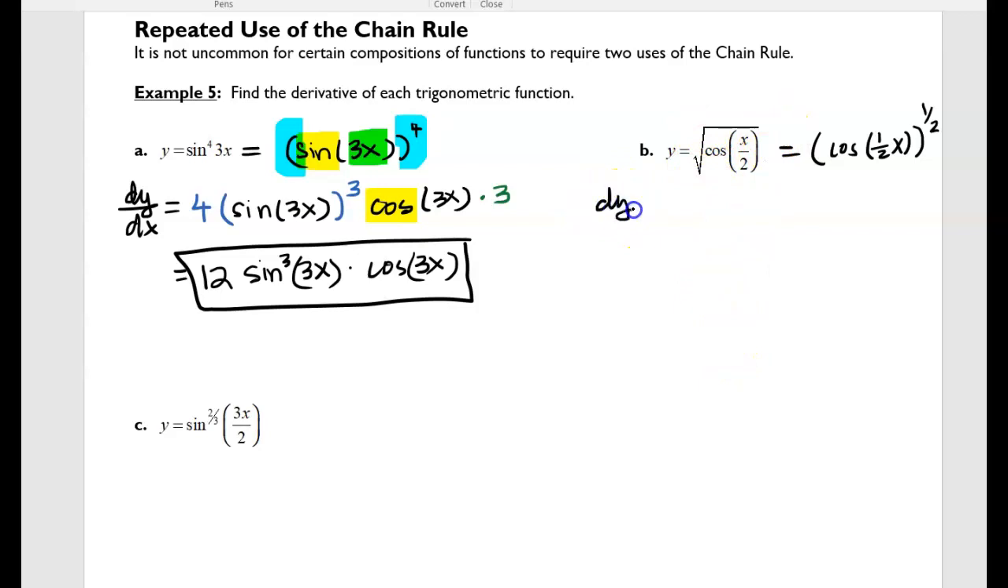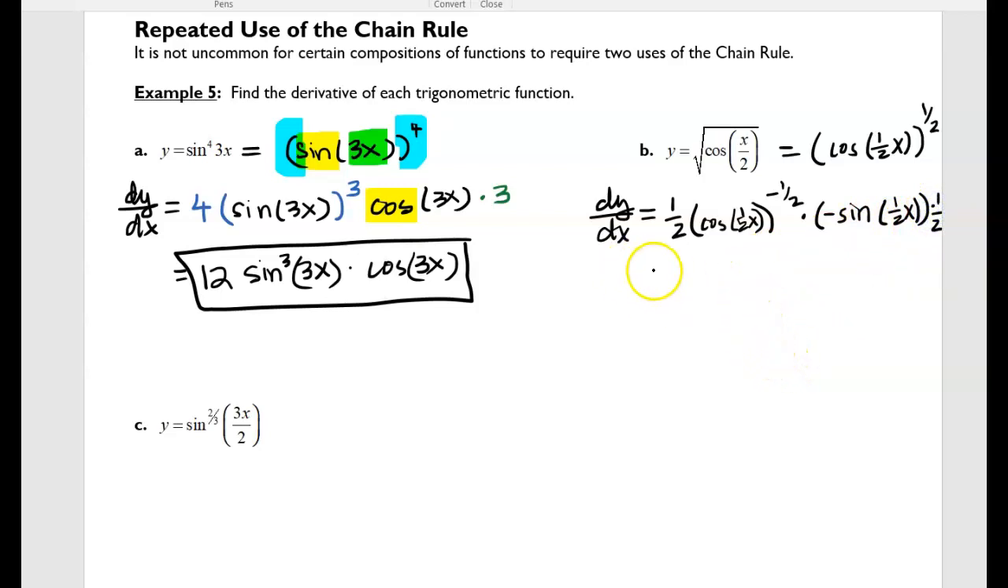So now when I take my derivative, I have something to the 1/2 power. So that derivative is 1/2 something to the negative 1/2. I leave the inside the same. Now on to my next layer, which is cosine. So the derivative of cosine is negative sine. So I'm going to use parentheses here just to keep track of my negatives. I leave the inside the same. And then I multiply by the derivative of the inside, which is 1/2.